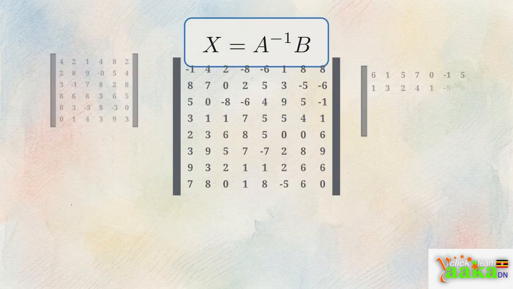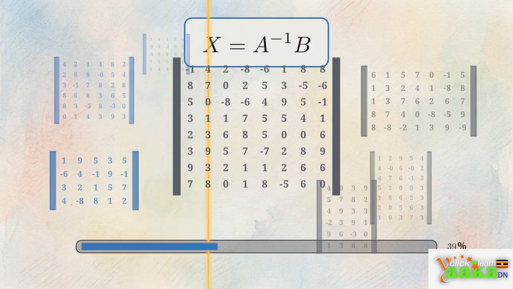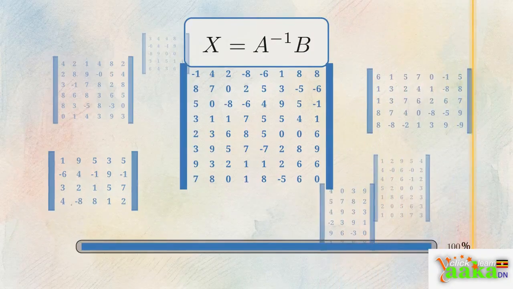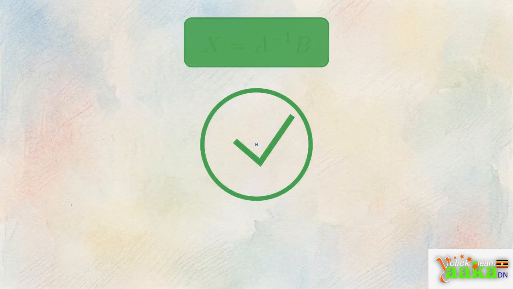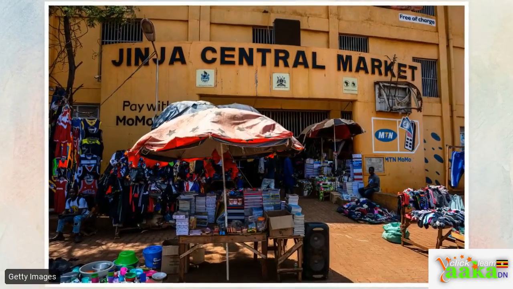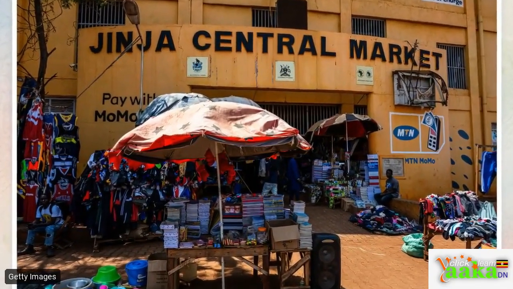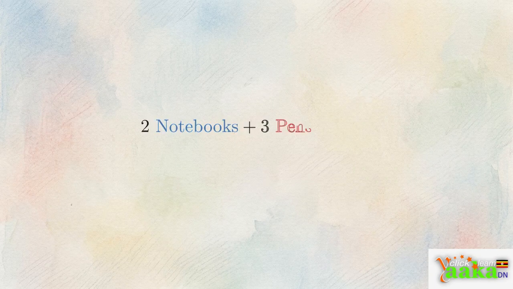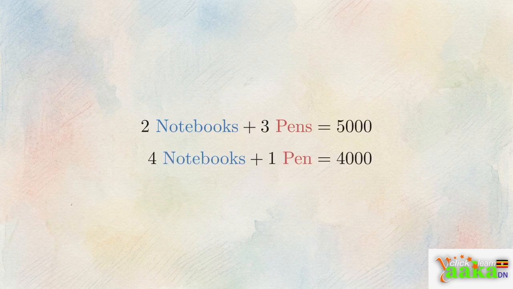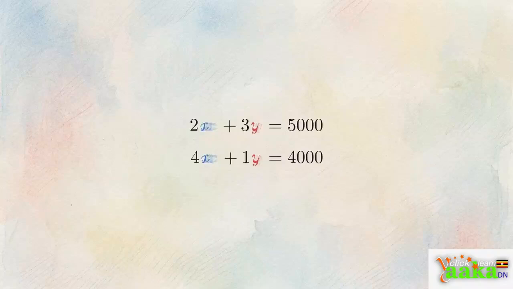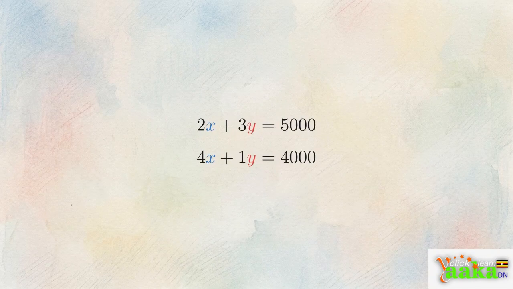This is the logic used by professional engineering and accounting software to process immense datasets without the risk of manual arithmetic errors. We can see this structure in a standard market transaction. At Jinja Central Market, one customer buys 2 notebooks and 3 pens for 5,000 shillings. Another buys 4 notebooks and 1 pen for 4,000 shillings. These transactions form 2 linear equations.